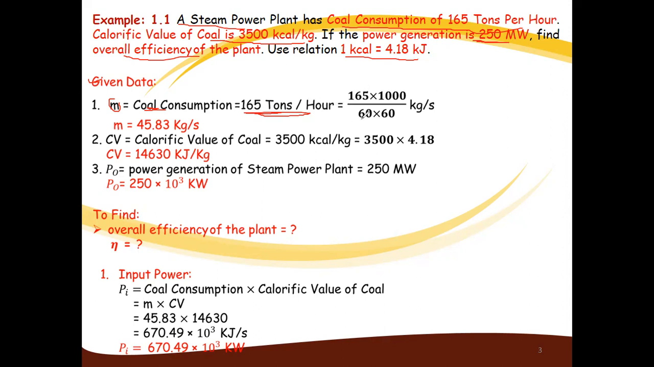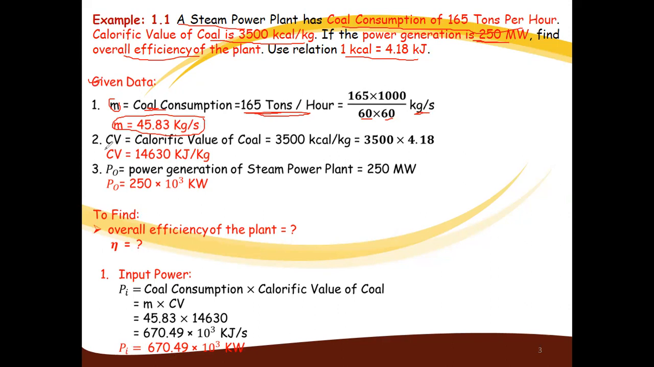Hour into minute is 60, and minute into second is again 60. So this 165 tons per hour becomes kg per second. We convert tons into kg, that is 165 into 1000, and hours into seconds, that is 60 minutes and 60 seconds. After calculating, we get the mass consumption M is equal to 45.83 kg per second. The coal consumption or mass should always be in kg per second, or if it is volume, it should be meter cube per second.